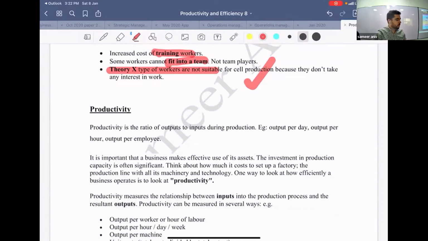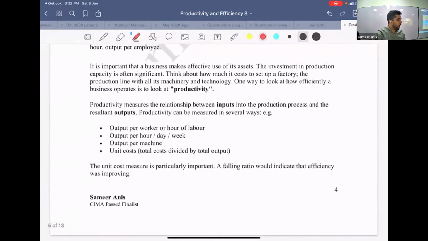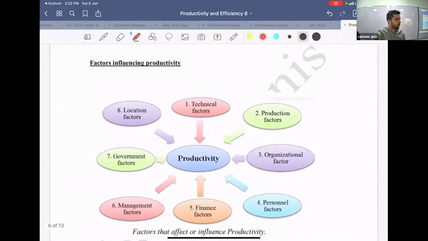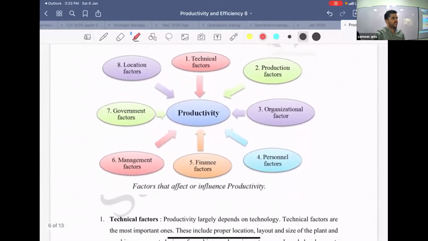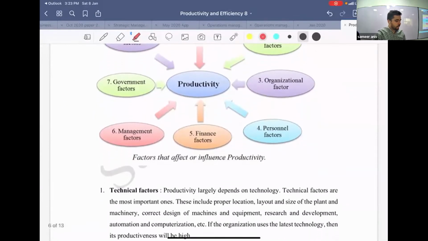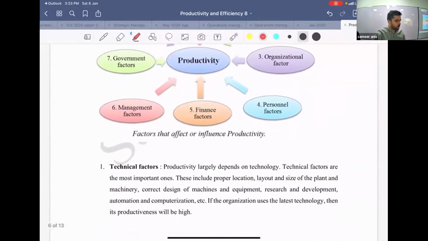Guys, I hope you all understood the productivity gains. Any questions with productivity? All good? Then let's move on to ways in which you can improve productivity, or should I say the factors that affect your speed. One is technology. If you use the latest machineries and stuff like that, then you can produce very fast. Correct?